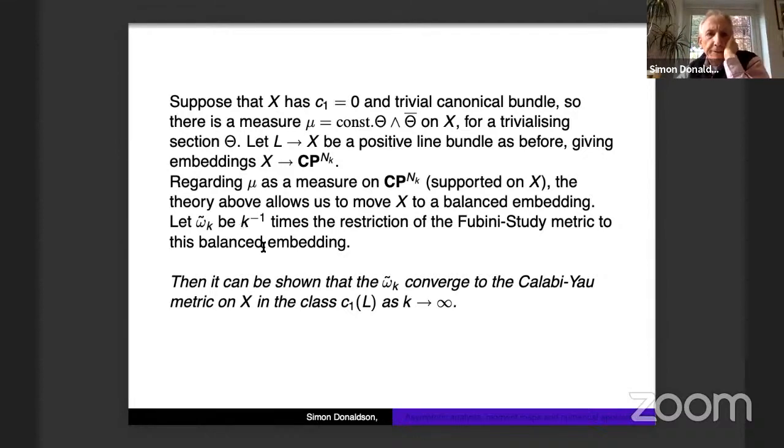But there is a simple-to-state connection with the Calabi-Yau metrics: it can be shown that these omega tilde k converge to the Calabi-Yau metric on X in the given cohomology class as k tends to infinity. The different parts of that statement are of different orders of difficulty. In particular, you need to know there is a Calabi-Yau metric. It would be nice to be able to prove a priori that these sequences converge and obtain another proof of Yau's theorem, but I don't think anyone knows how to do that.